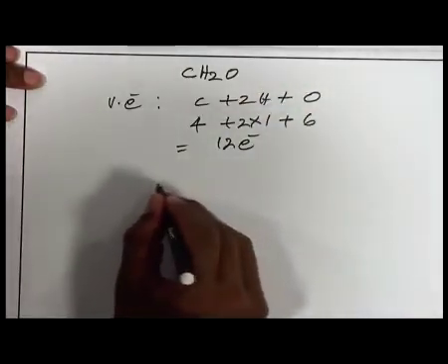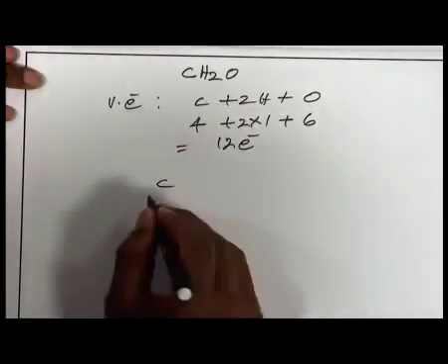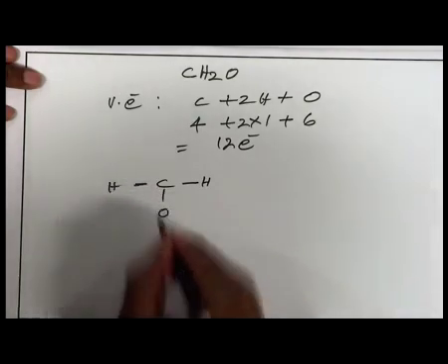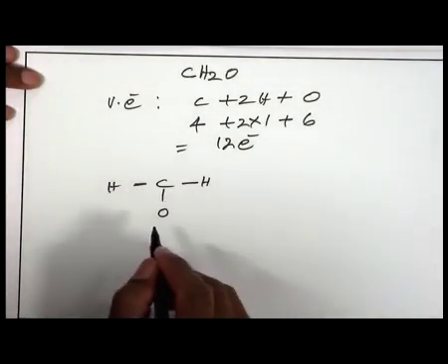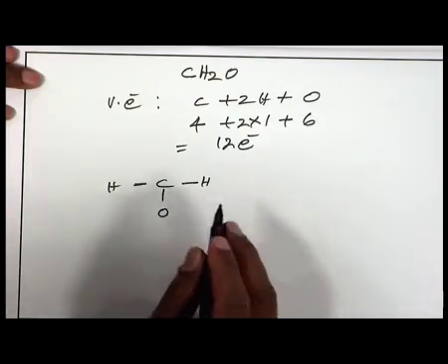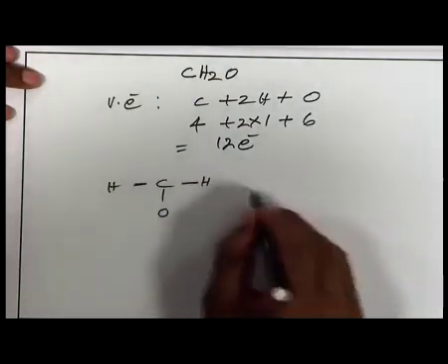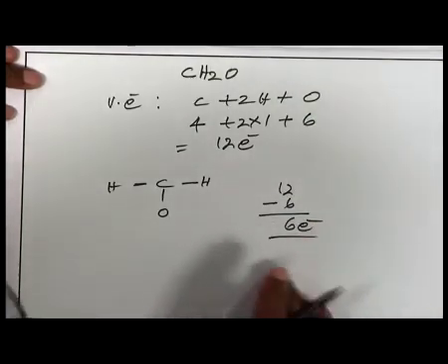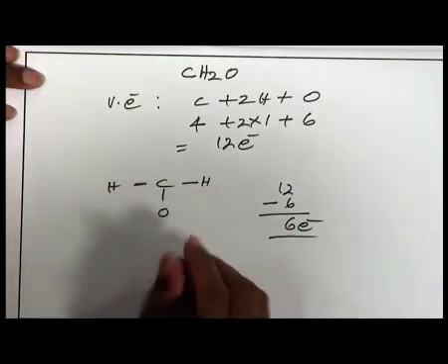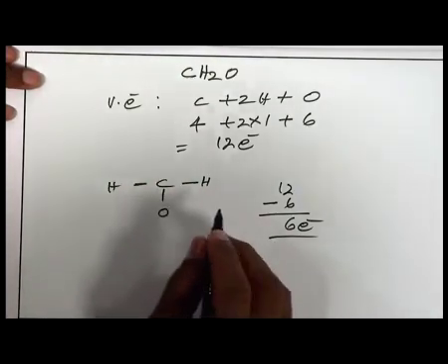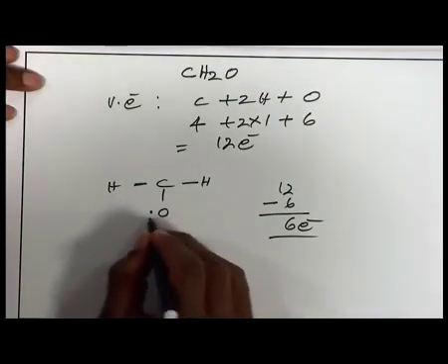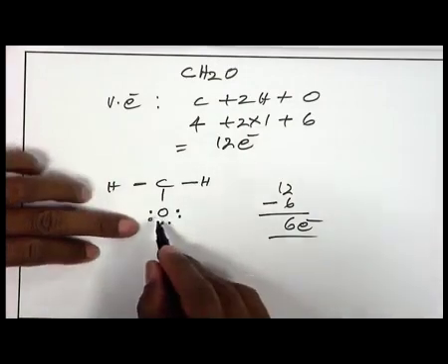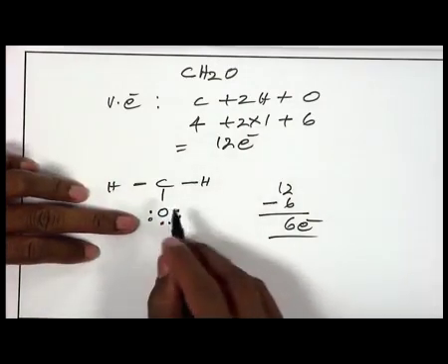The central atom is the carbon, and arrange the remaining atoms like this. Now 3 single bonds are formed. 3 single bonds means 3 into 2, 6. So 12 minus 6 equals 6 electrons. Those 6 electrons should be distributed around the atoms in such a way that each atom contains 8 electrons. If you put the 6 here on the oxygen atom, this oxygen atom attains 8 electrons.